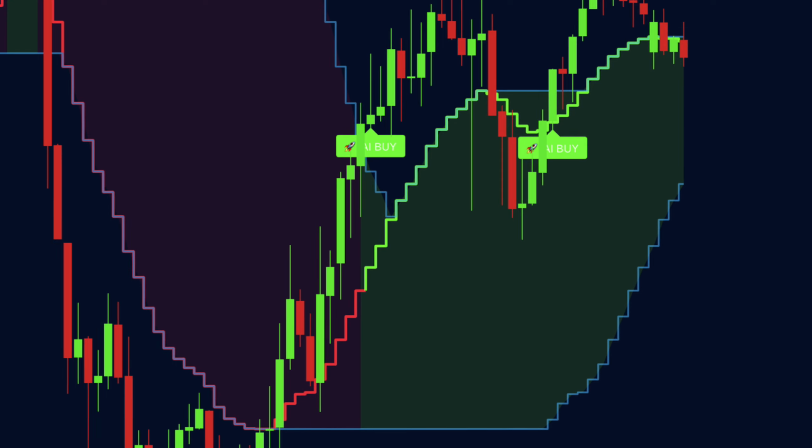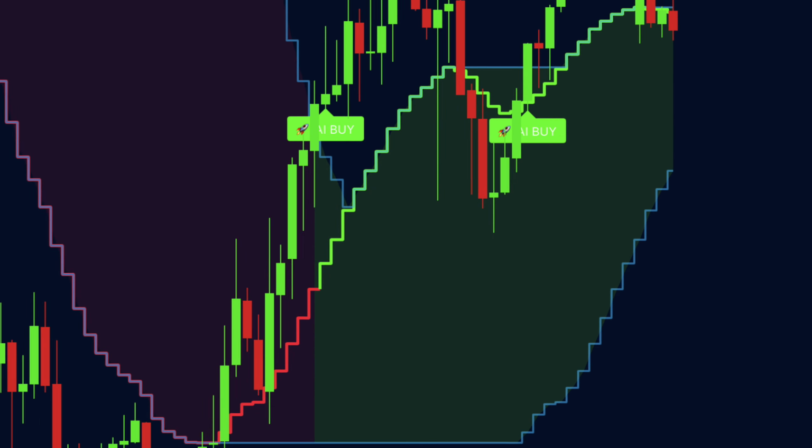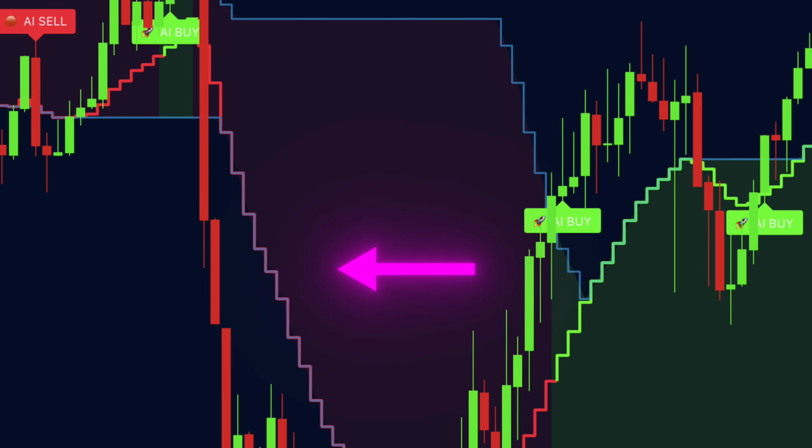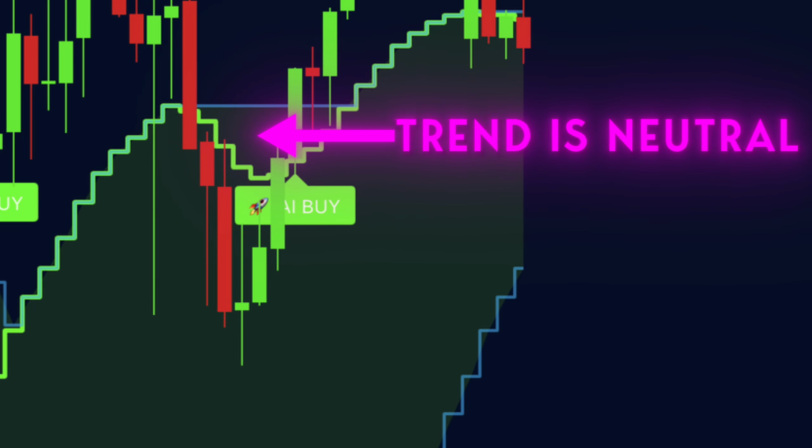So when price is above the upper channel, you see a green holographic glow, which means trend is up, and when price is below the lower channel, you see a red glow, which means trend is down. But when price is between the channels, trend is neutral with a blue tint.